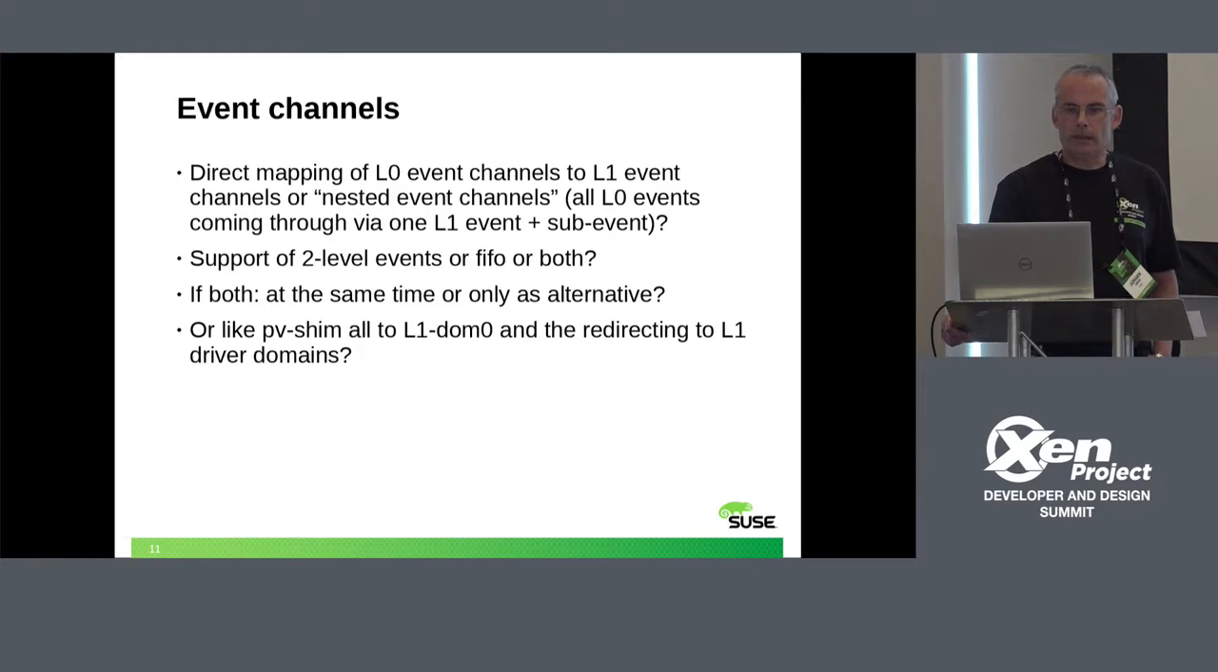So looking a little bit more in detail at event channels, there we have multiple options as well. Do we want a direct mapping of level 0 event channels to level 1 event channels? So when level 0 is sending an event to level 1 DOM0, for example, should all of those events be channeled through one special nested event channel and then split up afterwards? Or should I just assign a level 1 event channel to each level 0 event channel passed through?